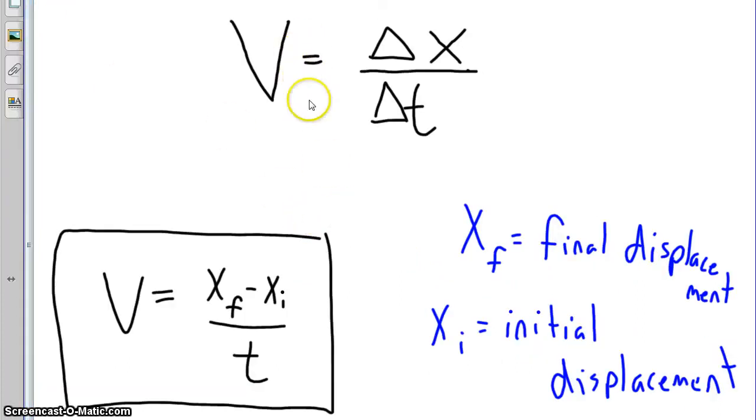Here's how we're going to calculate velocity. Again, go ahead and pause the video so you can get this down, and I'll pause as well. So up here, this is how we really calculate velocity. And let's talk about this little triangle here. It's actually the Greek letter delta.